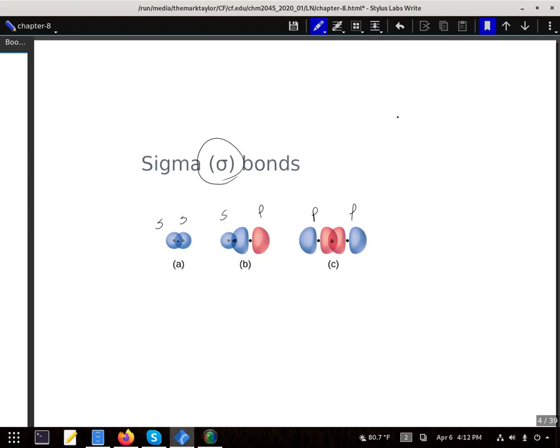Now, it is as simple as this. If you have a Lewis structure, it doesn't matter what the Lewis structure is, that single line is represented as a sigma bond, because that's how all of the first single bonds are always found. They're always found as sigma bonds.